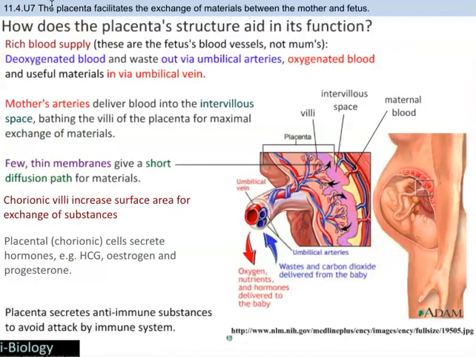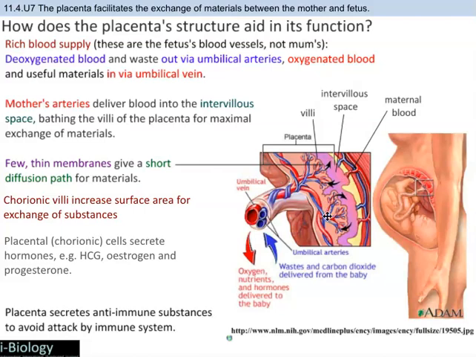A little bit more about how the placenta facilitates the exchange of materials between the mother and the fetus is that it does have a rich blood supply. These are the fetus's own blood vessels. That's the outside of the fetus. Remember, the outer covering is the placenta, and that's going to allow for greater exchange. There are few thin membranes that are giving a really short diffusion path for this material.